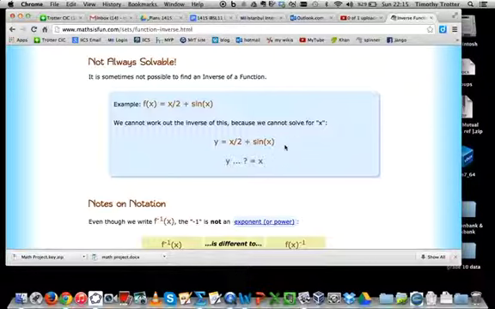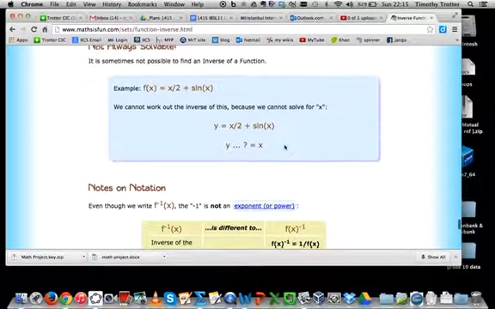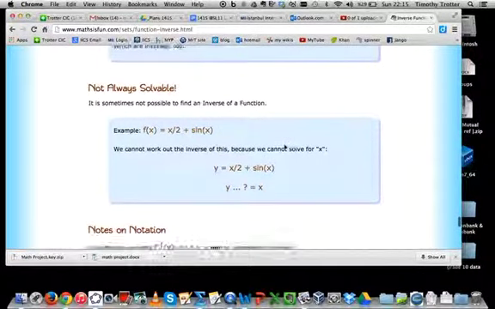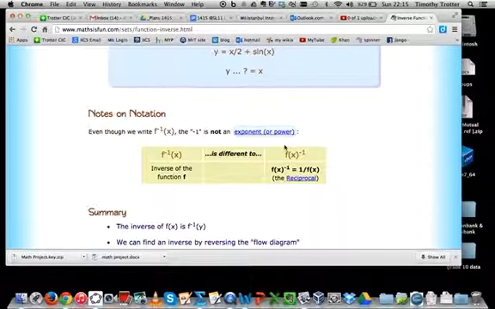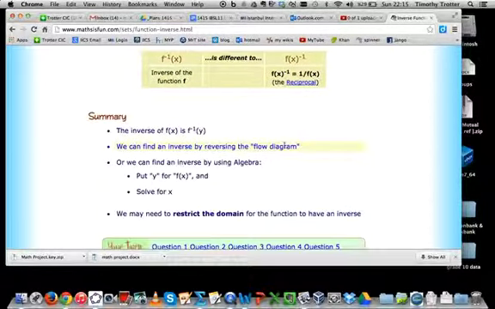We might be able to do it geometrically by flipping it over the y equals x line, but algebraically we don't have any way of doing that. So sometimes it doesn't work. All right, so that's it about inverse functions.